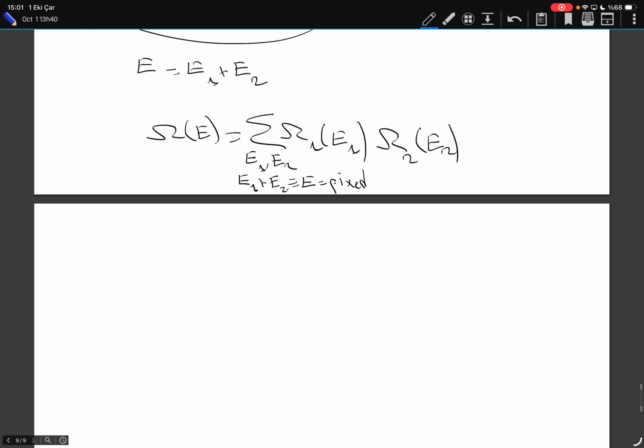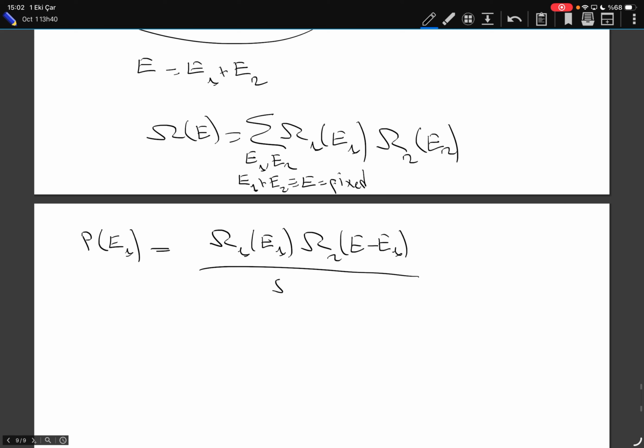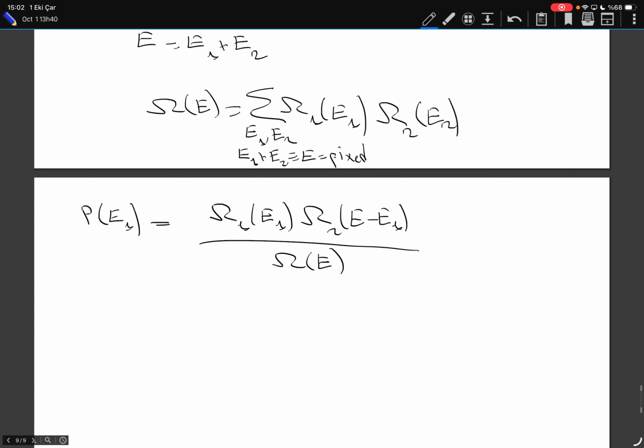You see, the probability that the left system will have energy E1 will be given by omega 1 of E1, omega 2 of E minus E1, divided by omega of E. The numerator is the number of microstates in which the left-hand side has energy E1. The denominator is the total number of microstates. So the probability that the left-hand side will have energy E1 is given by this ratio. And as your friend suggested, let's maximize this one. This should be equal to 0.